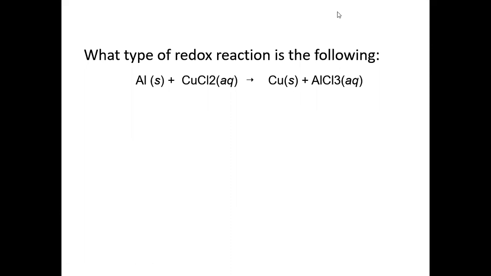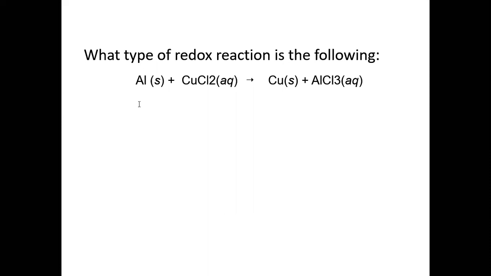And so one way you can break this down is that you see that on the reactant side we have an element plus a compound gives us an element plus a compound. And so here you see we're on the reactant side, we have an element and a compound. On the product side, we have a new element and new compound.